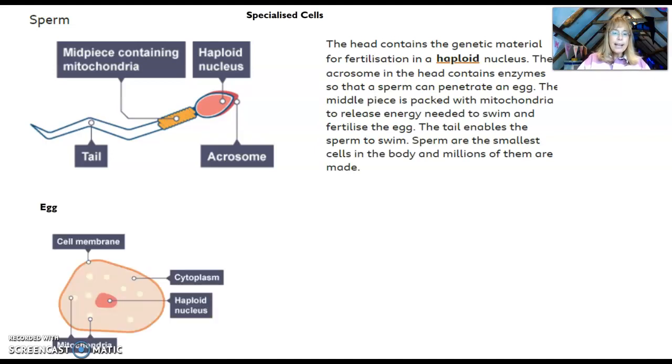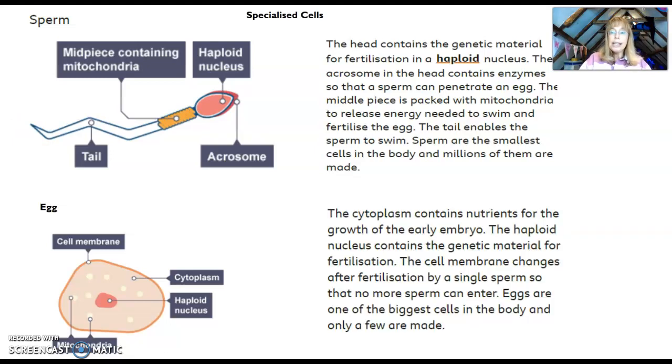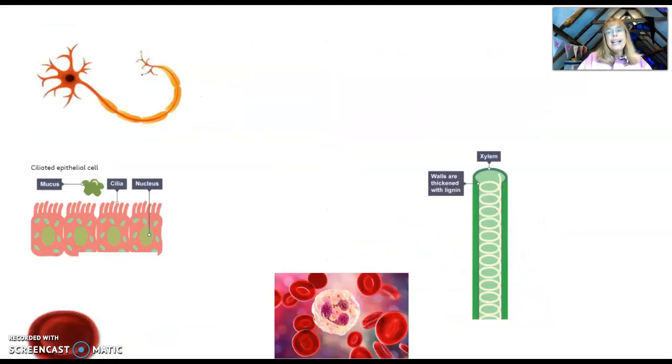And then we have the egg. Now the egg again has a haploid nucleus. It has mitochondria to release energy. And it also is one of the biggest cells in the body, and there's only a few made. The cytoplasm contains lots and lots of nutrients. That's important to remember, because when that egg is then fertilized, the embryo is going to use those nutrients for growth and development. Can you recognize any of these specialized cells?